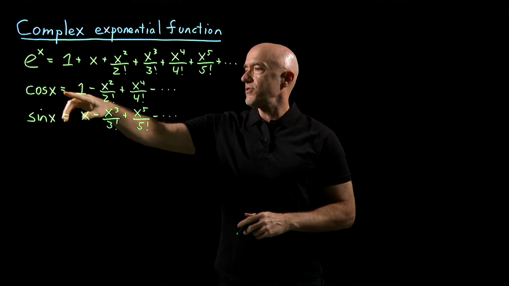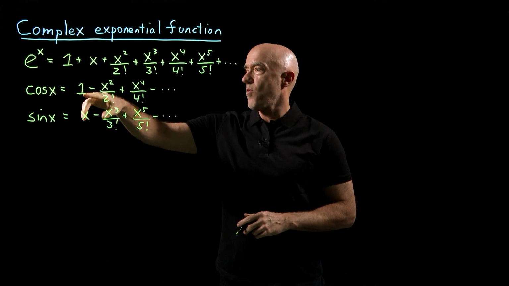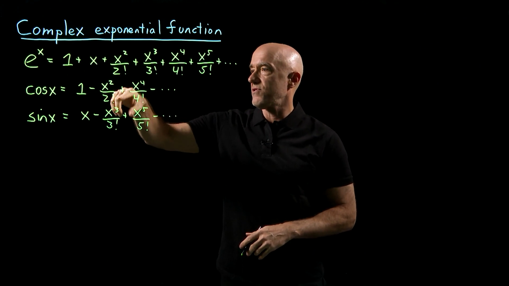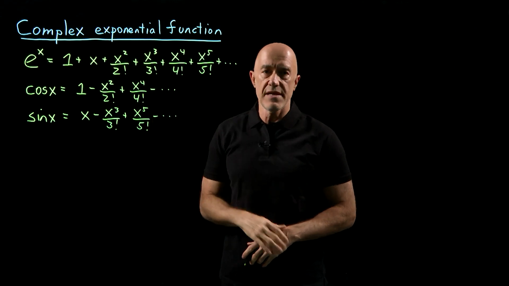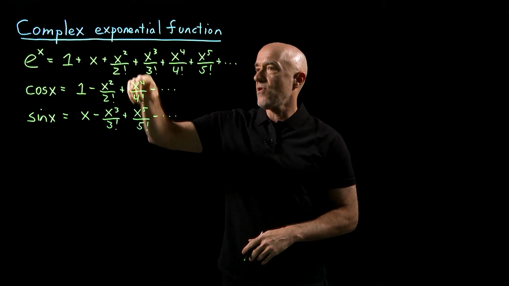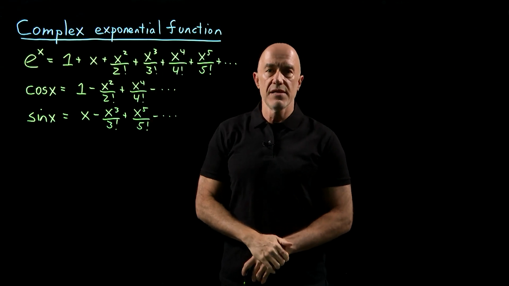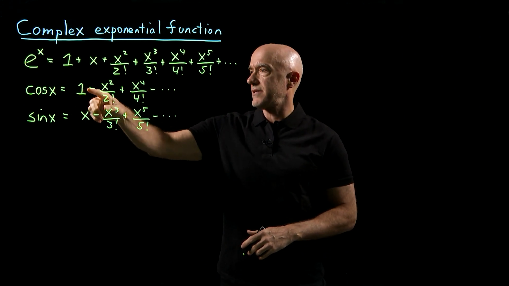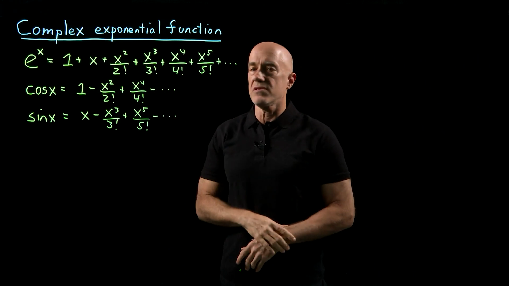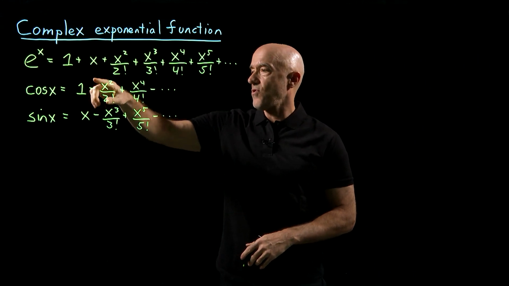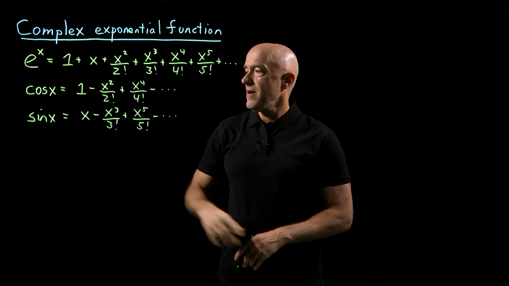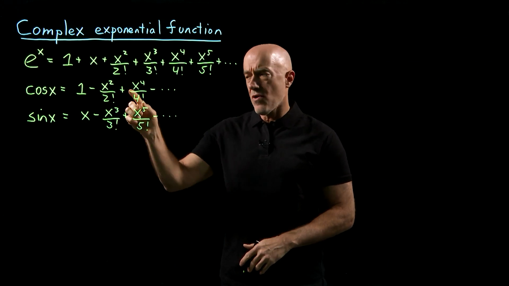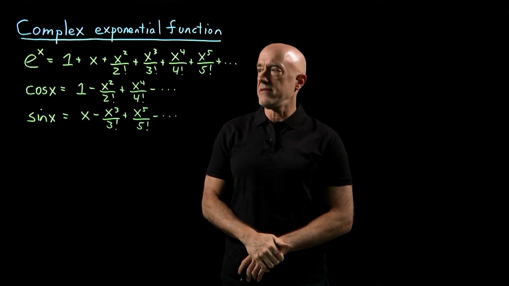So if you look at cosine x, it has a term 1, which e to the x has. It has a term x squared over 2 factorial, which e to the x has. x to the 4th over 4 factorial, which e to the x has. The main difference then is that cosine x is missing the odd powers of x, and it has alternating signs. But sine x has the odd powers of x and also has alternating signs.